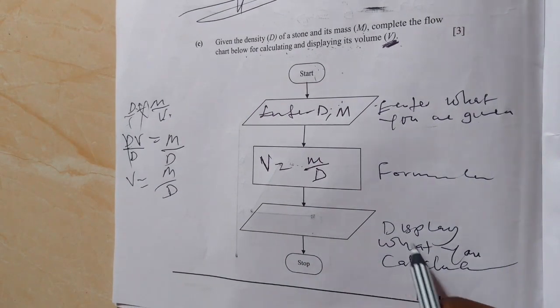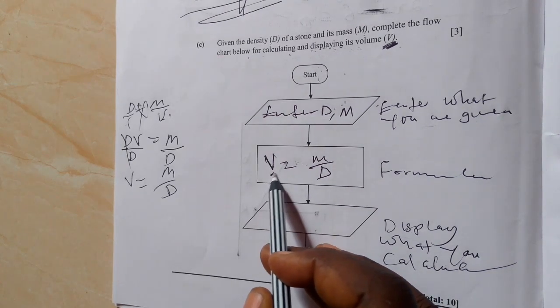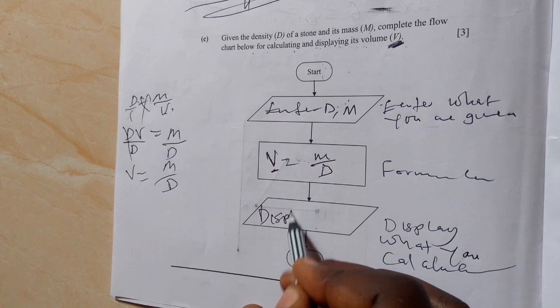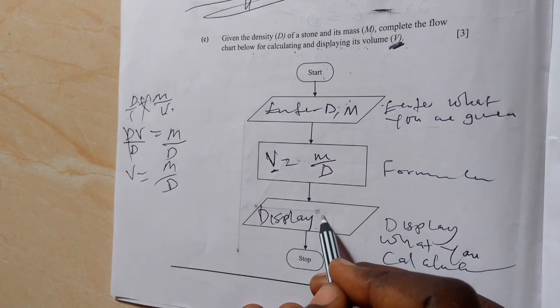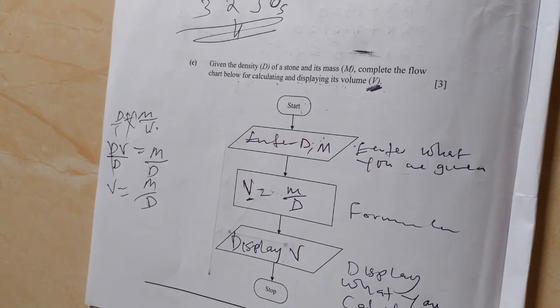Here you display what you're calculating. What are you calculating? As you can see, you're calculating the volume. So you display the volume, and you are done.